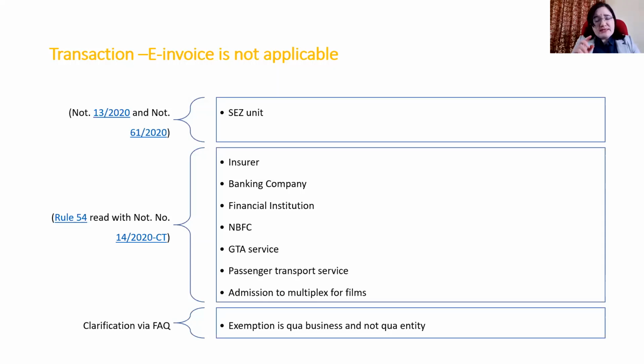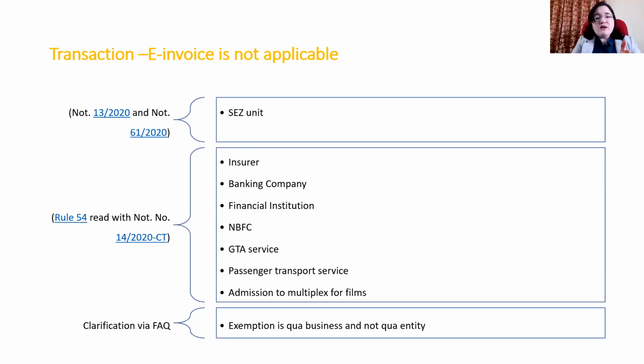Now, second, there are some entities which have been exempted. These entities are exempted by way of notification. All other entities are liable to e-invoicing; only these entities are exempt. That is the SEZ unit. So the SEZ unit is exempted, but not the SEZ developer. The SEZ developer has to generate e-invoices, but the SEZ unit is exempted. Also exempted are insurer, banking company, financial institution, NBFC, GTA, passenger transport administrator, and multiplex.